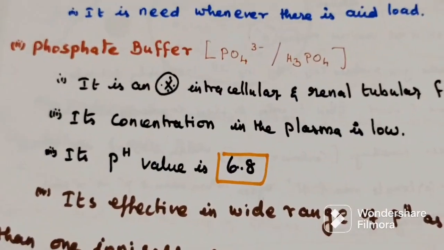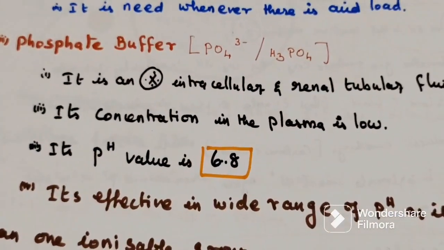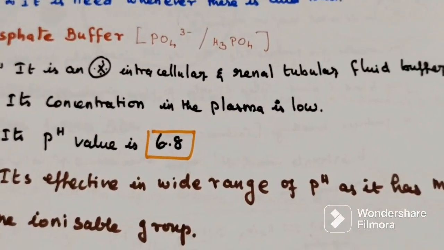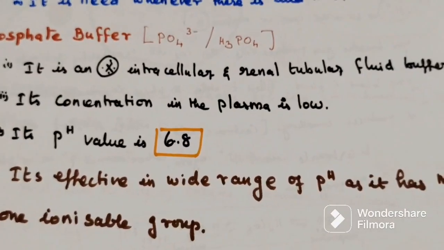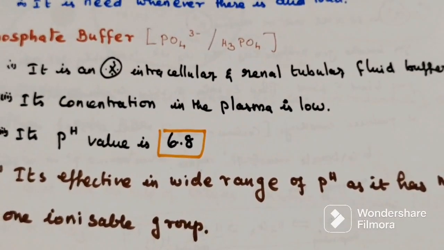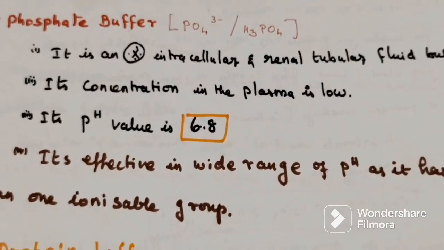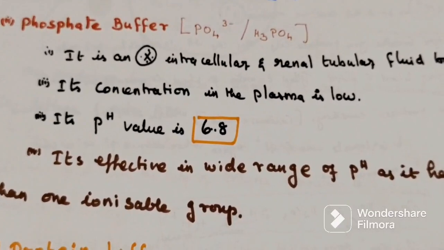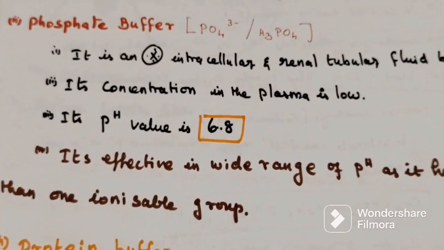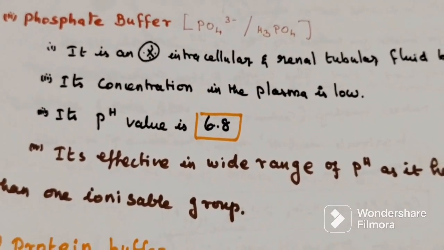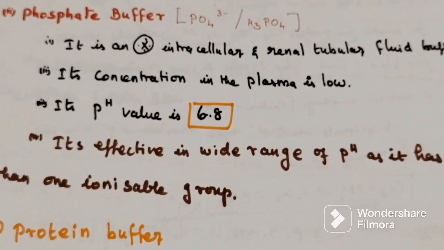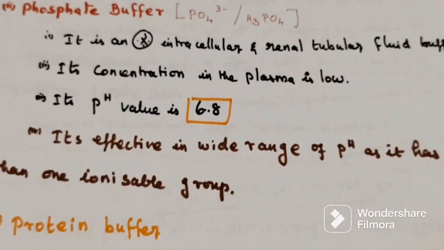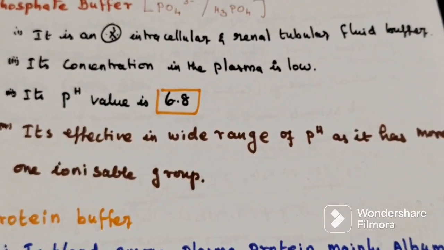Second one is phosphate buffer. It is an intracellular and renal tubular fluid buffer. Its concentration in plasma is low. Its pKa value is 6.8. Any substance or chemical which has a pKa value near the normal pH has maximum buffering capacity. It is effective in a wide range of pH as it has more than one ionizable group.